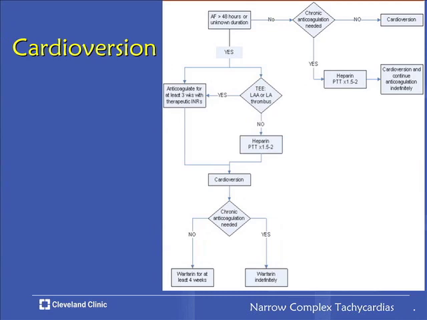Let somebody drive him home. If you don't know for how long the patient has been in atrial fibrillation, or the duration of atrial fibrillation is more than 48 hours, then you're left with two things. Either do a TEE cardioversion or give them Coumadin for 3 weeks and then cardiovert them. Okay?